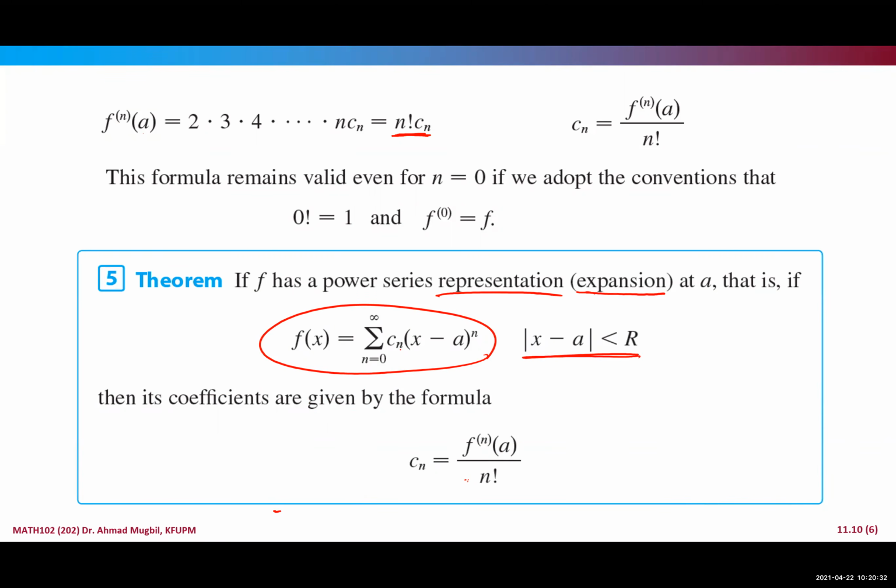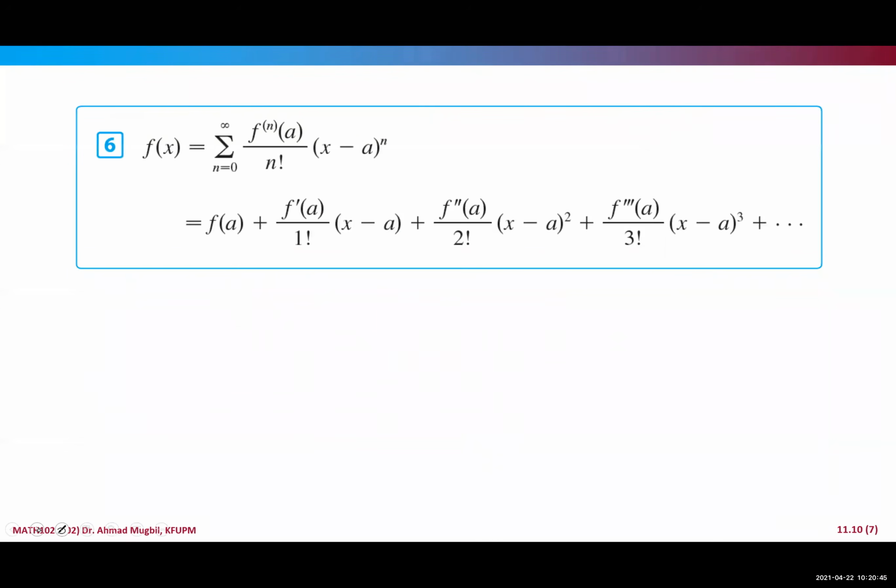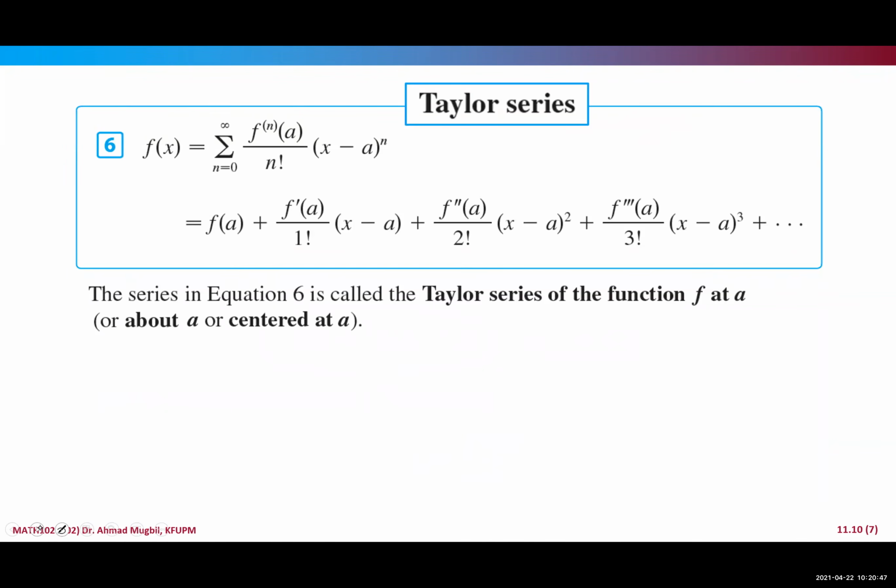Then the coefficients, they are also called Taylor coefficients. The coefficients are given by this formula, the nth derivative at a over n factorial. This is called the Taylor series of the function f at a, or about a, or centered at a.